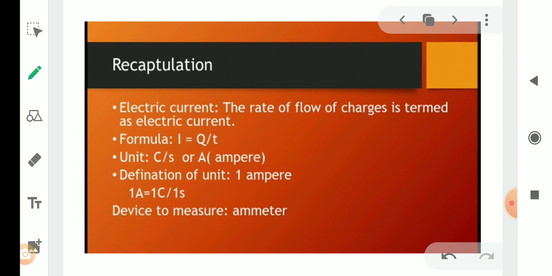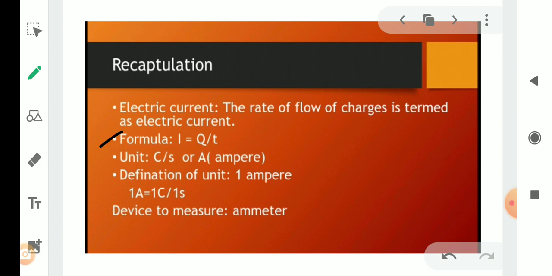The rate of flow of charges is termed as electric current. Yes, the formula for electric current, that is I is equal to Q divided by T, where Q is the charge and T is the time. Therefore, electric current I is equal to charge Q divided by time T. This is the formula which is used to calculate the electric current.